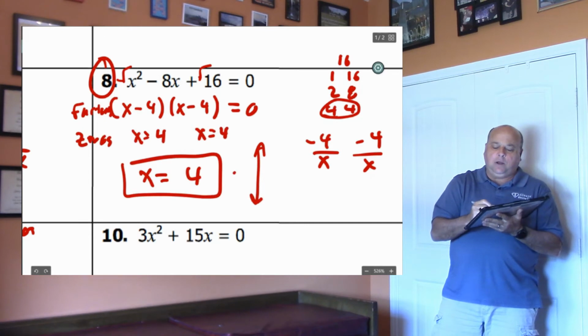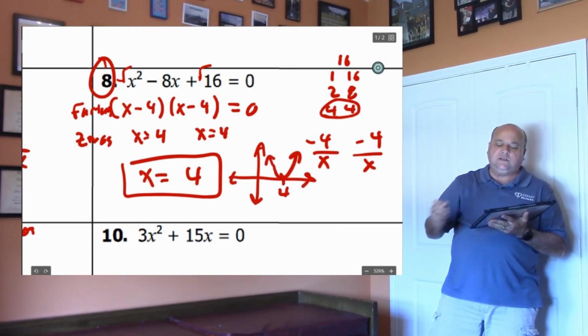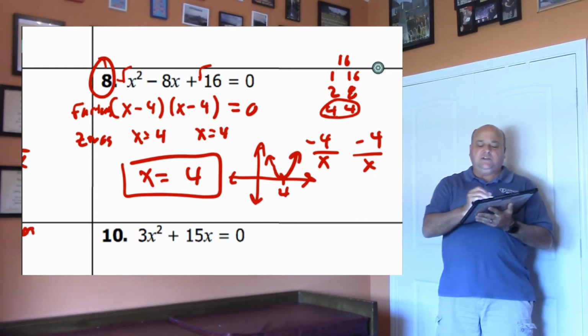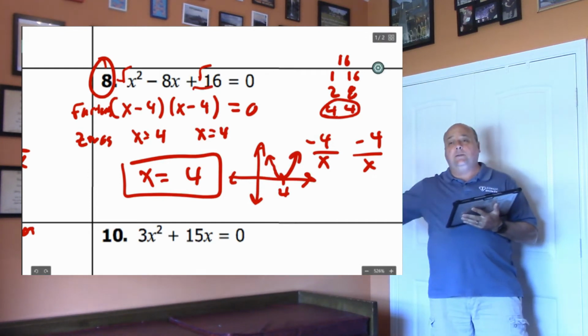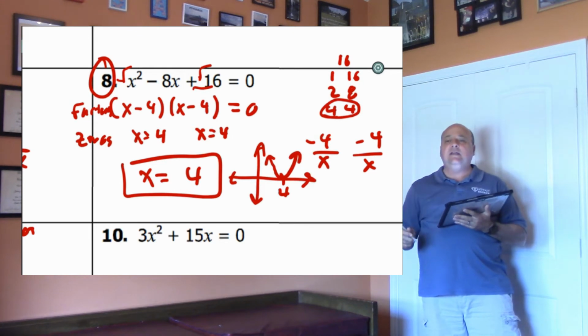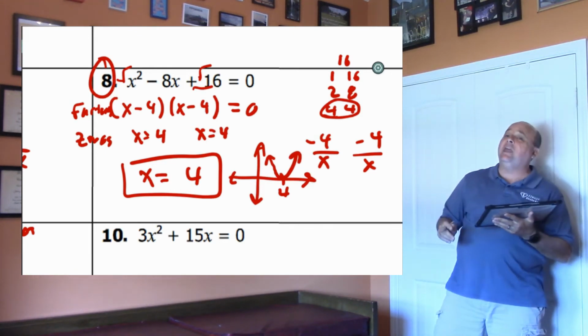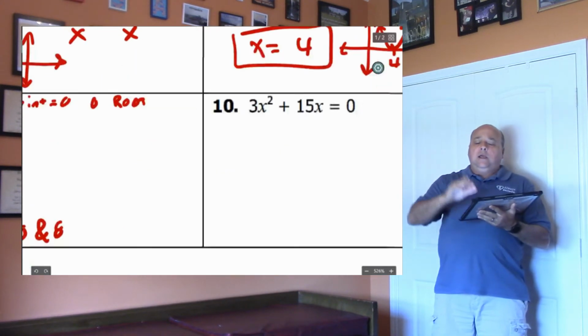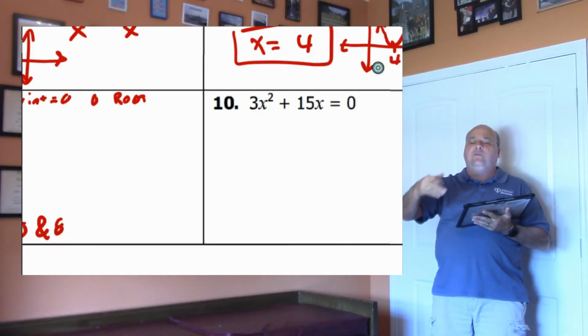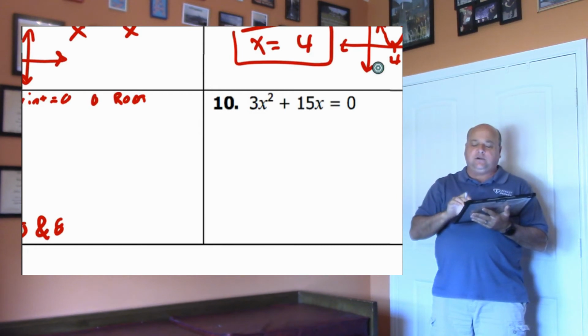And this parabola will look something like this. So at 4, the parabola will cross the x-axis, okay? This 16 right here would be the y-intercept, right? If we go up at 16, the parabola will cross the y-axis. Piece of cake. Very important. You can factor these, okay? Make sure you can factor.